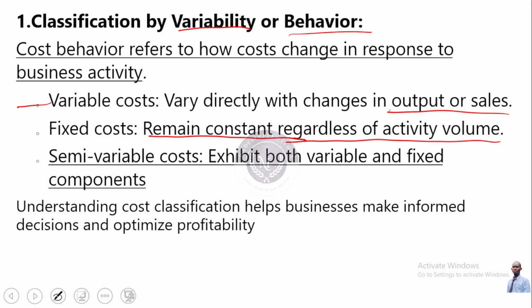Semi-variable costs exhibit both variable and fixed components. From the word semi, it means the combination of both fixed and variable cost. We also have the next one, which is step cost, but we are going to discuss it next chapter.